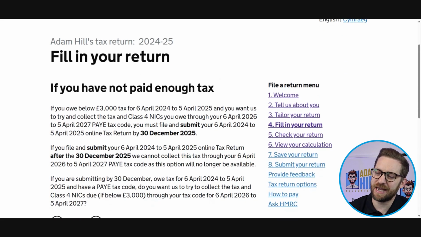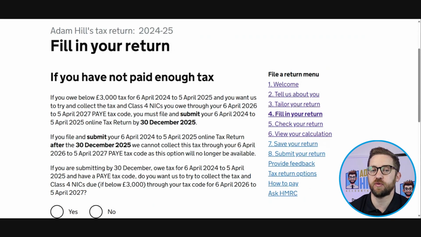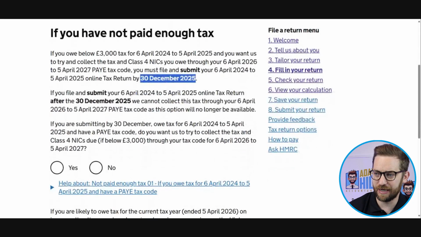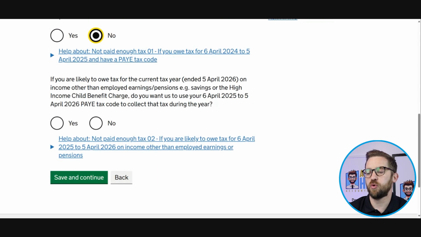And then where your tax liability is below £3,000 and you're submitting your tax return by the 30th of December, you can elect to have that liability collected via your tax code. So if your liability is less than 3,000, do you want it to be collected via your tax code? Mine will be over that, so I'll say no. If you're likely to owe tax for the current tax year, again, do you want it to be collected via your tax code? That would be the 25-26 tax year that we've moved into now. Again, I'm saying no to that one.